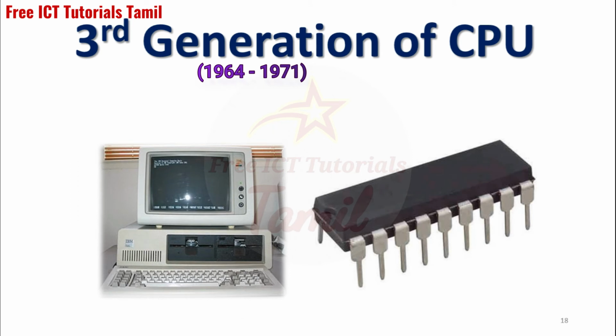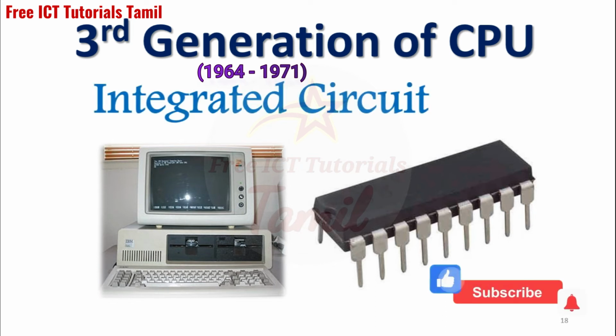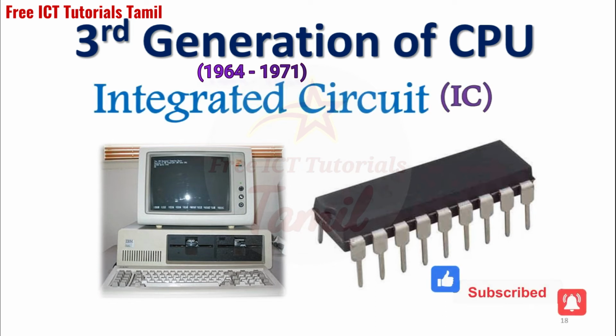Third generation of CPU. This generation of computers used integrated circuits, IC. These had less power consumption when compared with the second generation computers. They had less cost for purchasing and smaller size when compared with second generation computers.